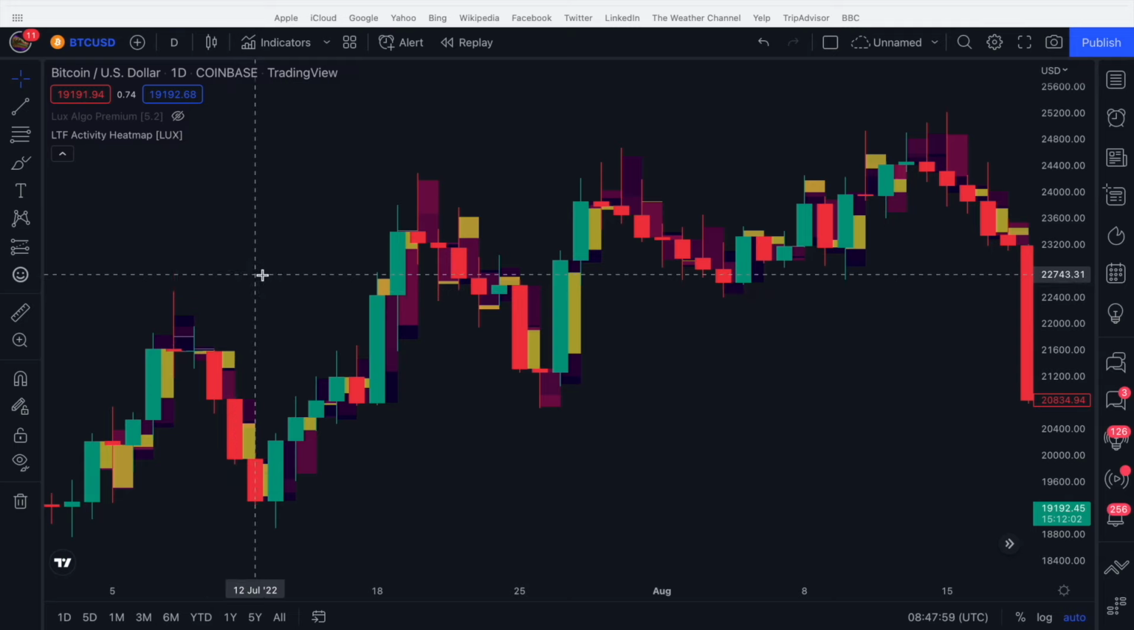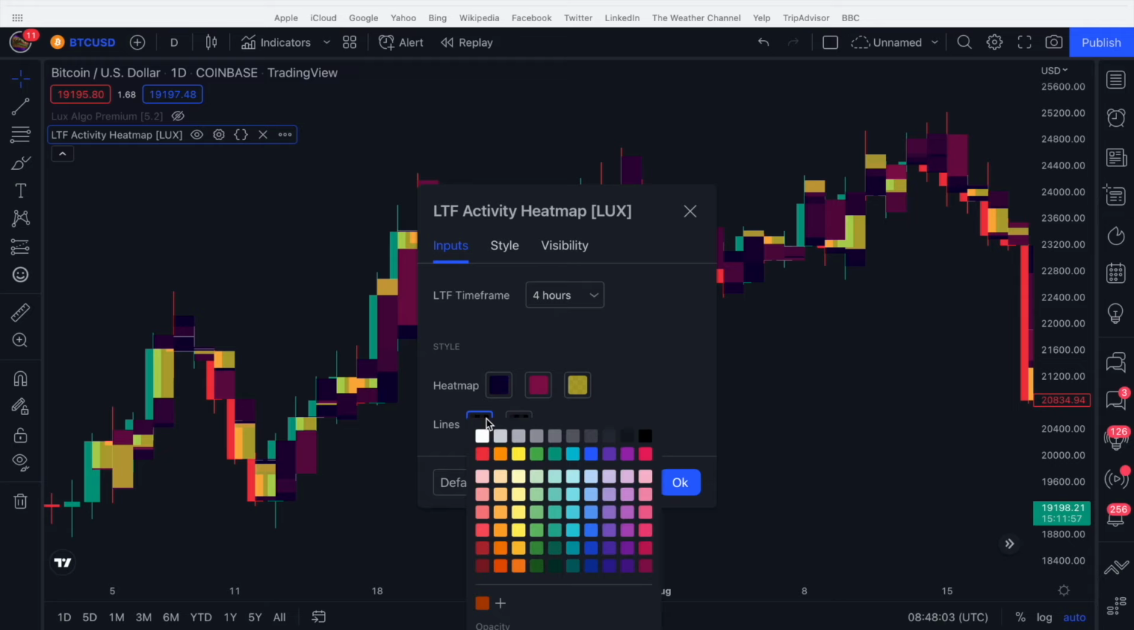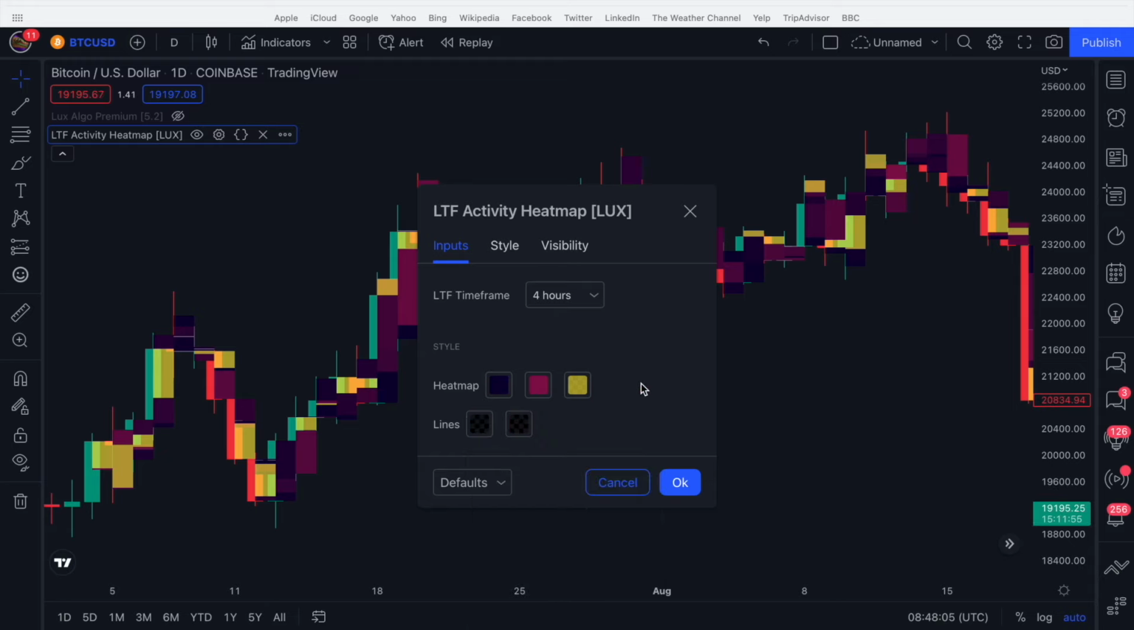Now we can see that the chart is kind of messy at the moment. What I've done, I've gone into the settings, I've changed the lines, I've made them totally transparent, and I am on the Bitcoin daily chart to use as an example.